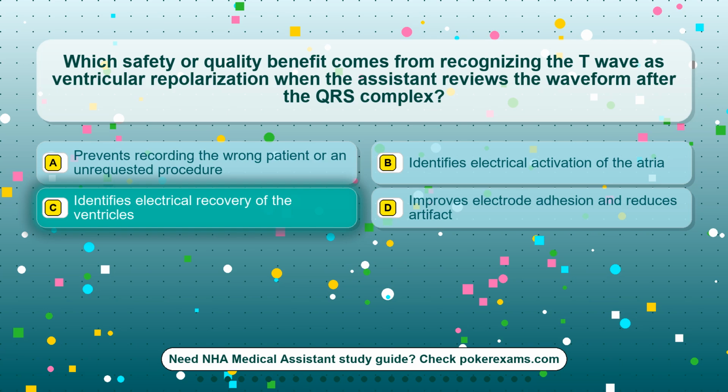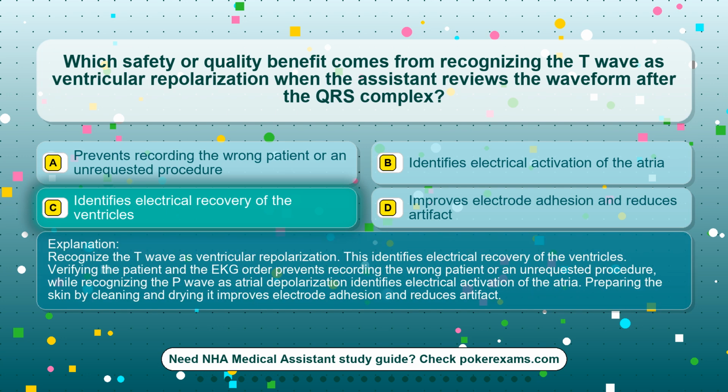The correct answer is option C. Identifies electrical recovery of the ventricles. Recognize the T wave as ventricular repolarization. This identifies electrical recovery of the ventricles. Verifying the patient and the EKG order prevents recording the wrong patient or an unrequested procedure, while recognizing the P wave as atrial depolarization identifies electrical activation of the atria. Preparing the skin by cleaning and drying it improves electrode adhesion and reduces artifact.